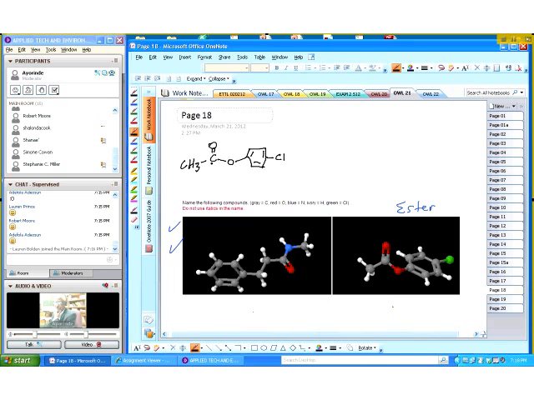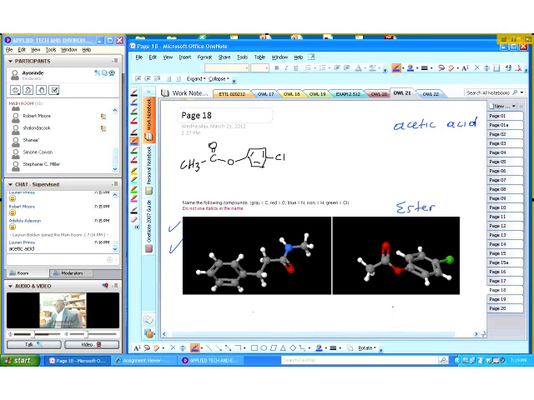How many carbons does it have? 1 and 2. Any idea? Okay, acetic acid. Excellent. This is acetic acid. In other words, this molecule here is an ester of acetic acid. Very good. So the name of the corresponding acid is acetic acid.